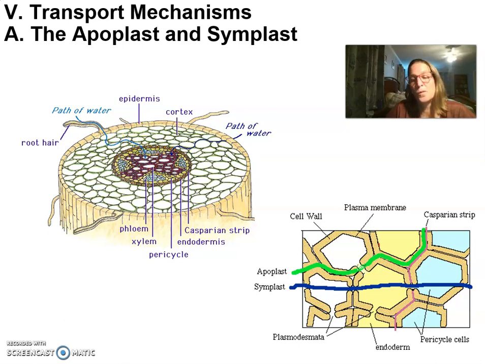Now, remember that not everything gets allowed into the plasma membrane. The things that were easily allowed into the plasma membrane from the roots are things like water, carbon dioxide, oxygen, and certain structures that are lipophilic.